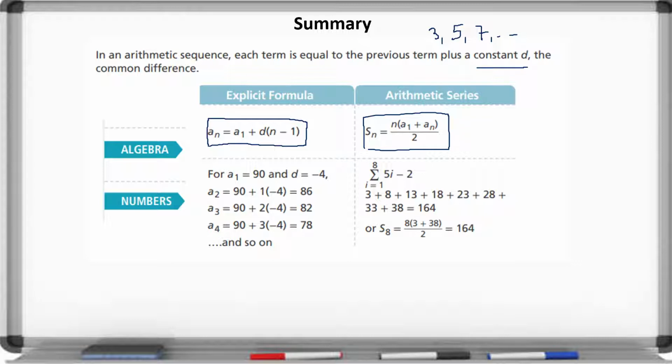A series is when you add the terms in the sequence. So in this case, if you added 3 plus 5 plus 7, that would give you an arithmetic series or a partial sum. Now the symbol for an arithmetic series can be used with sigma notation. So that's this guy right here. That's our sigma notation. Remember that the Greek letter capital sigma actually stands for sum.